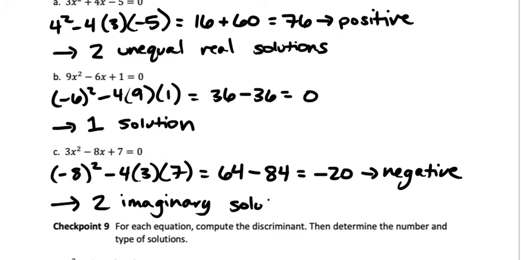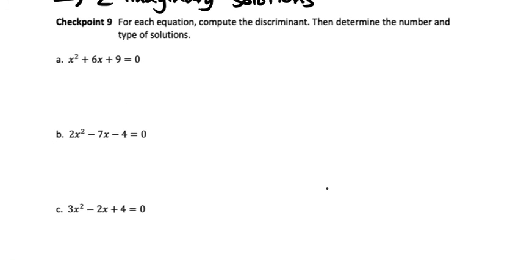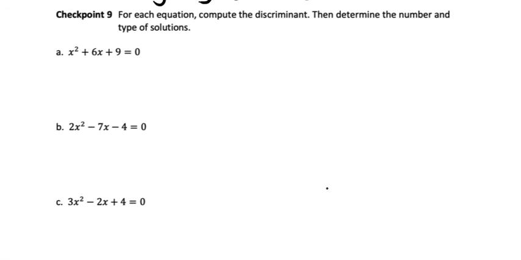So the homework questions for these are going to have two parts. First, you're going to have to put in the value of the discriminant, so the number that you calculate, and then you're going to have to select from some multiple choices the number and types of solutions. So whether there are two unequal real solutions, one solution, or two imaginary solutions. So next you should look at checkpoint problem number 9. Do this in your notes, check your answers, and then move on to the homework for this section.